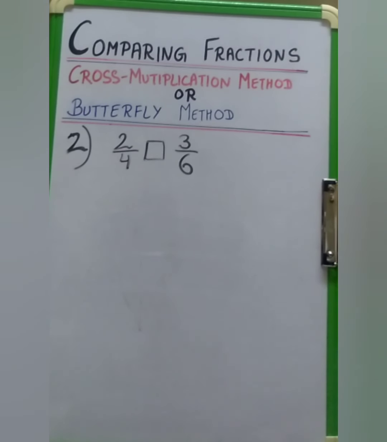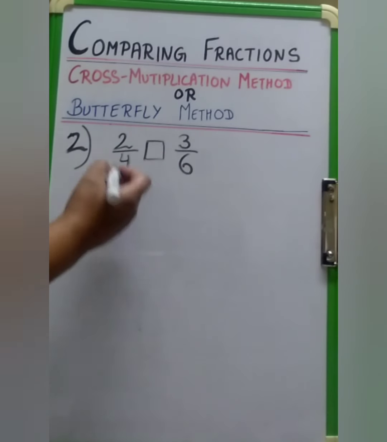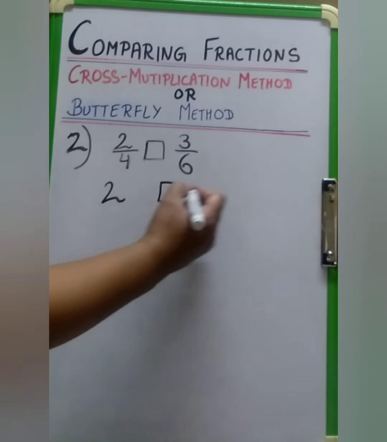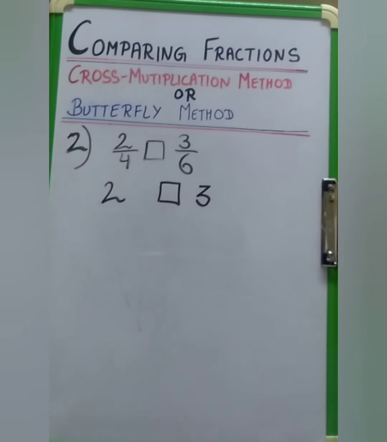Now the next example is 2 upon 4 and 3 upon 6. We have to compare these two fractions. So again, what will I do? I'll write the numerators of both the fractions on the same side. 2 is here, so I need to write 2 here, and on the other side I'll write down 3.